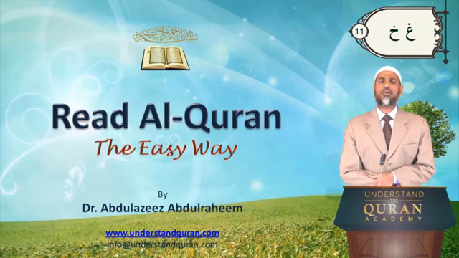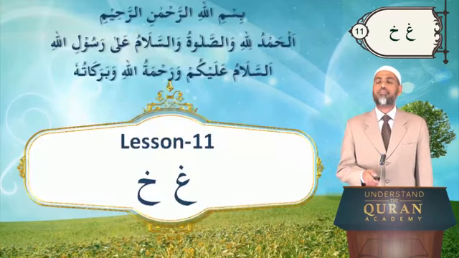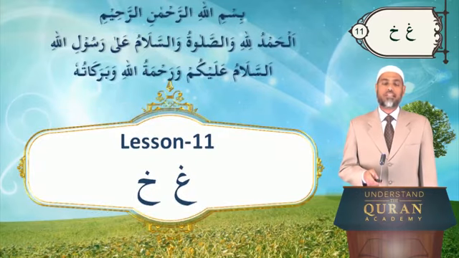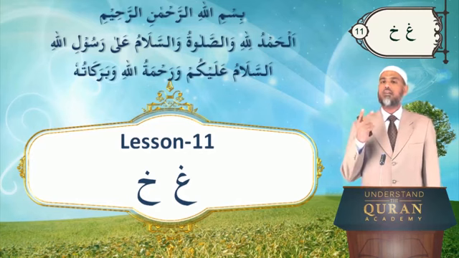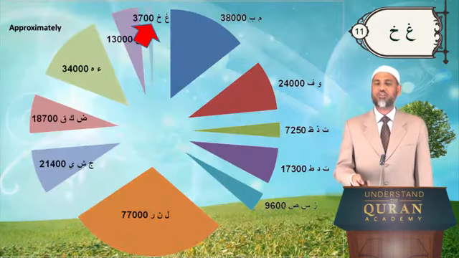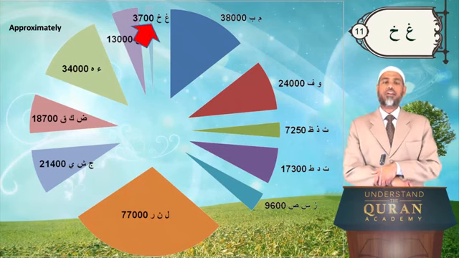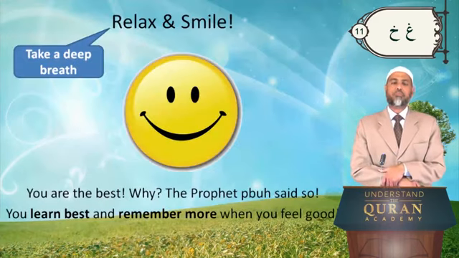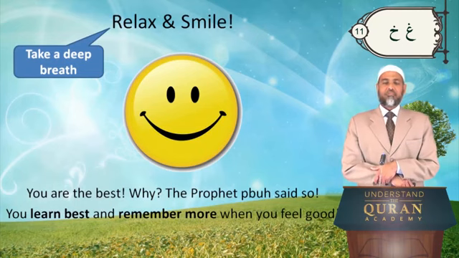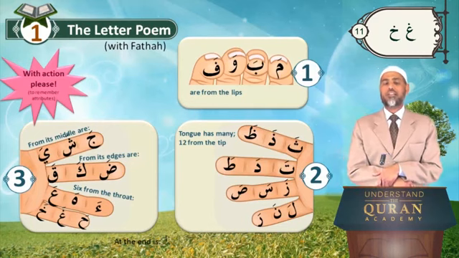Brothers and sisters, Assalamu alaikum wa rahmatullahi wa barakatuh. Read Al-Quran the easy way. I welcome you to the 11th lesson, in which we will study the letters Ghain and Kha. Very special also to Arabic. These two letters occur in the Quran almost 3,700 times. Not that many times, but still important. So be ready, take a deep breath, smile and focus on the lesson now and take away all other distractions.